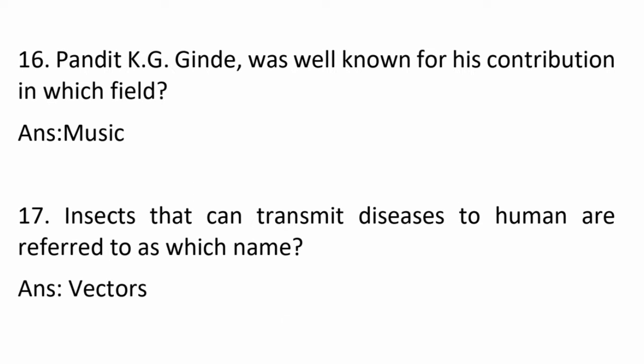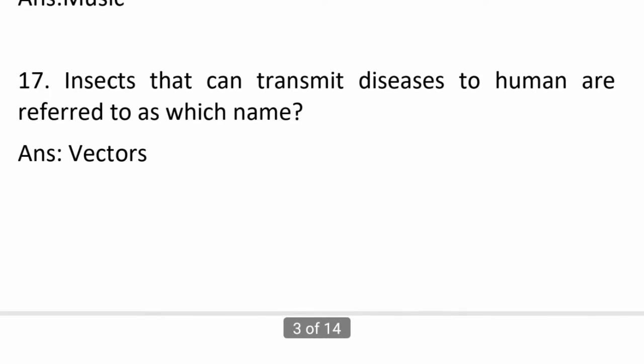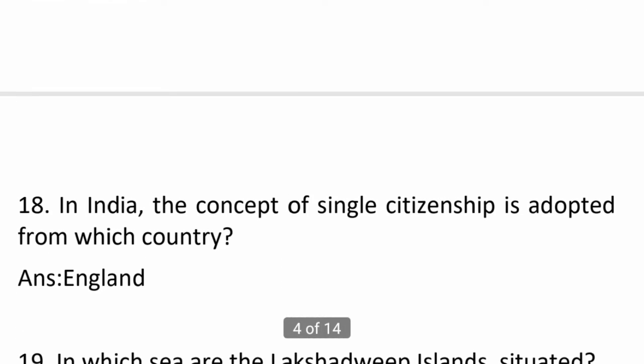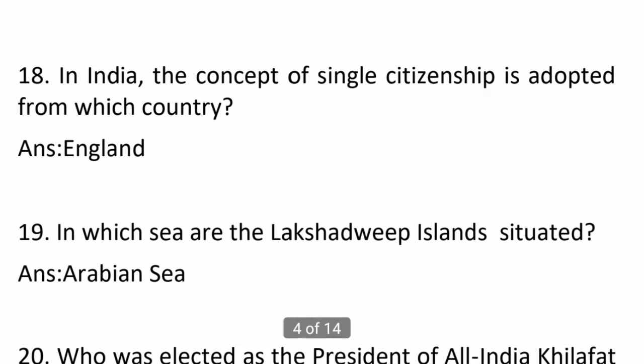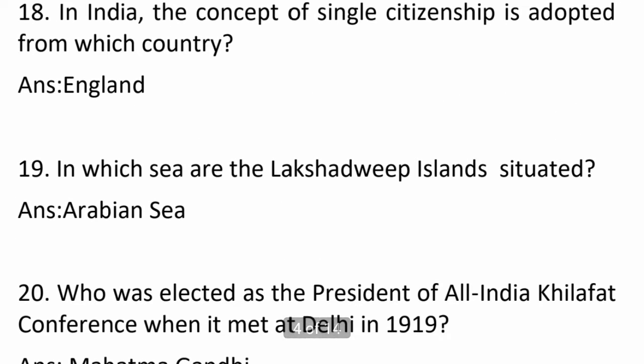Insects that can transmit diseases to humans are referred to by which name? Vectors. In India, the concept of single citizenship is adopted from which country? England. In which sea are the Lakshadweep Islands situated? Arabian Sea.